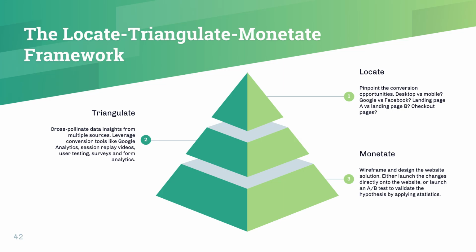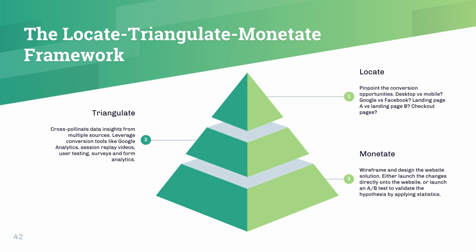This is the summary of the locate, triangulate, monetate framework. With locate, rather than just look at the averages and the aggregates, you're really going to want to segment the data. So when you're looking at the dashboard that you can get from my website, or you're looking at a funnel map, maybe looking at where people are abandoning, make sure you compare different devices, desktop versus mobile, or different traffic sources, Google versus Facebook and the like.